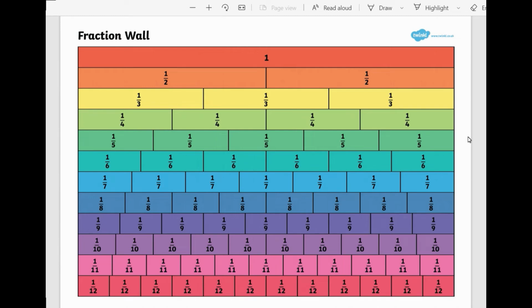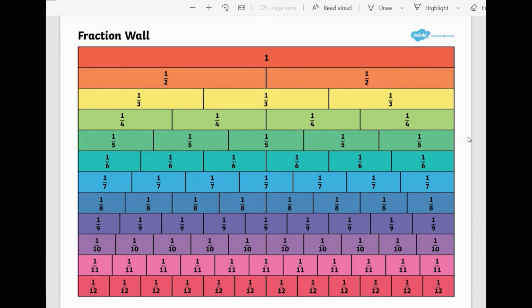Morning guys! For our starter today, I want us to get used to this fraction wall. Have a look at it. It should be in your pack, or I've attached it to the parent mail as well. Let's have a look. You can see the bars across the top. Now these are like bar models all together, or you can say they're bricks in a wall.